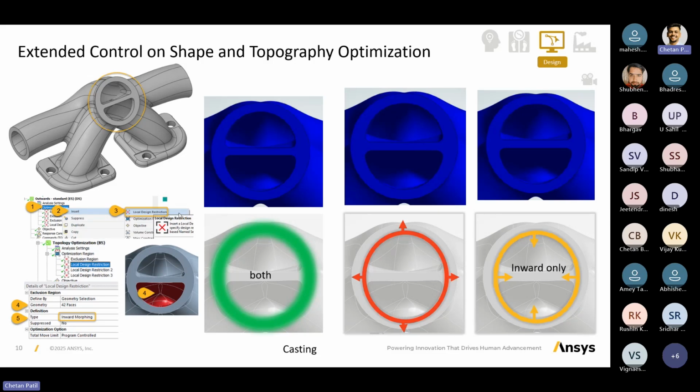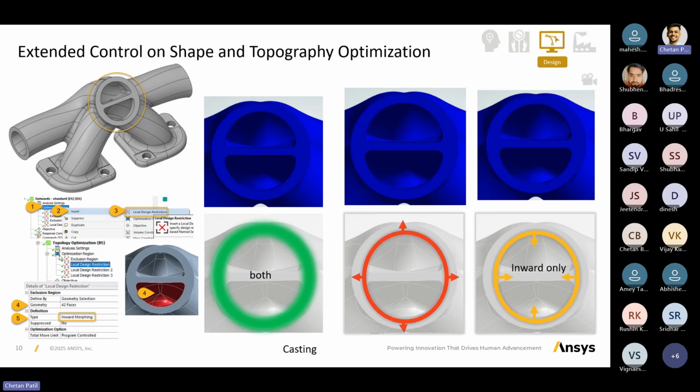So whether you want to morph that particular geometry in both directions, that is, in the inward direction as well as in the outward direction, so that the selected nodes on the faces can be moved or displaced in any direction, you can control the displacement of the nodes during the optimization process through this local design restriction.